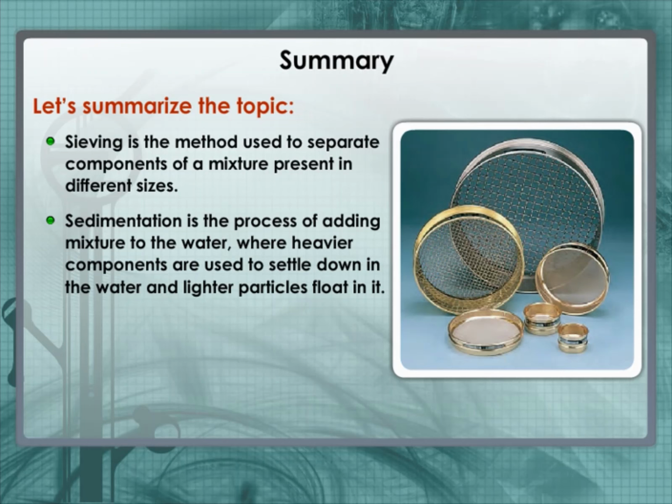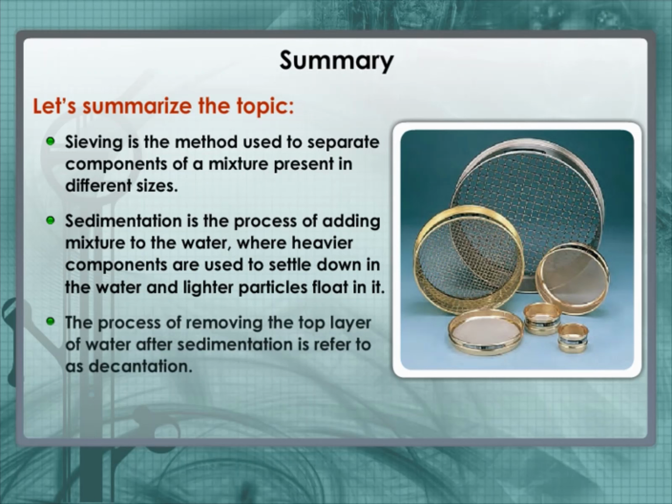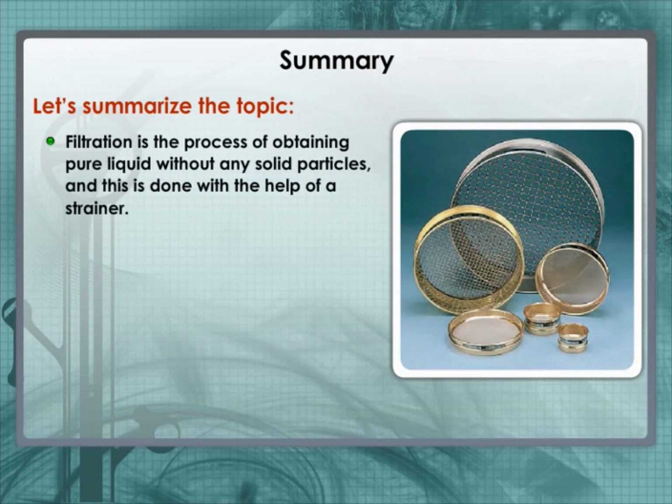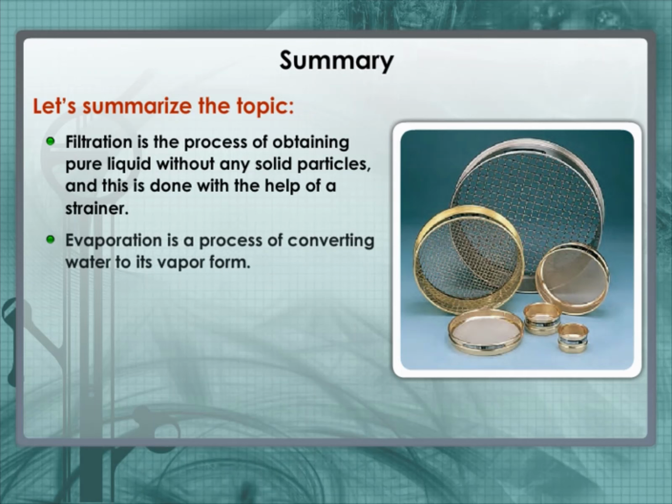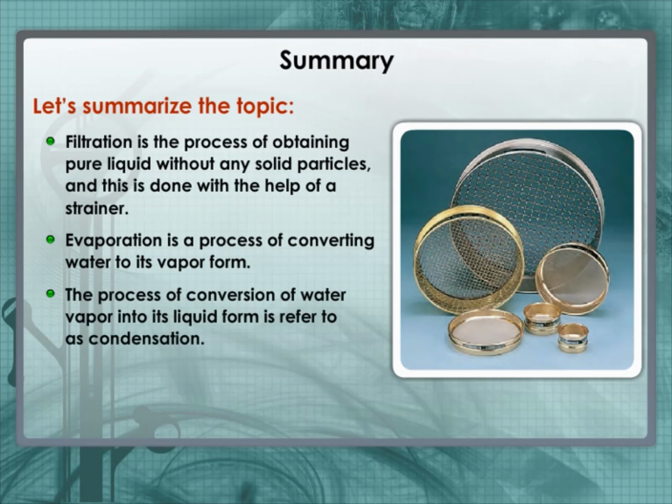Sedimentation is the process of adding mixture to the water where heavier components are used to settle down in the water and lighter particles float in it. The process of removing the top layer of water after sedimentation is referred to as decantation. Filtration is the process of obtaining pure liquid without any solid particles, and this is done with the help of a strainer. Evaporation is a process of converting water to its vapor form. The process of conversion of water vapor into its liquid form is referred to as condensation.